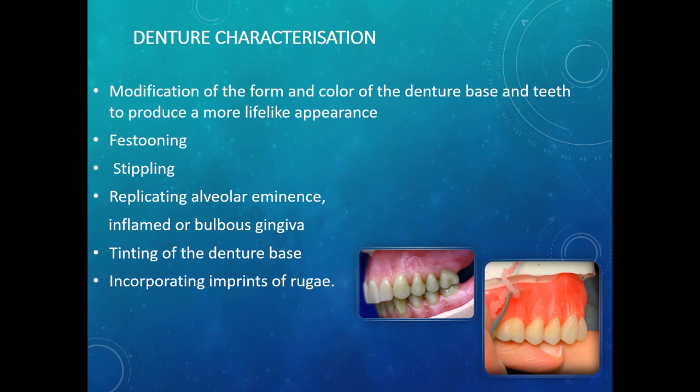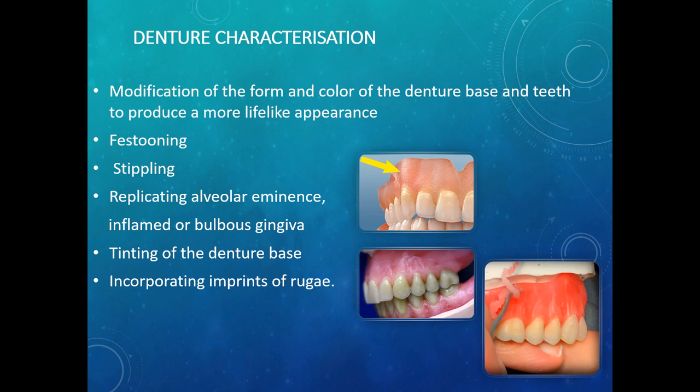And then replicating alveolar eminence, that is a series of swellings corresponding to the roots of the teeth, and it is most marked in the anteriorly situated canine eminence, and that can also be done by contouring the wax. And these prominences become progressively less marked in the premolar and molar regions. And then inflamed or bulbous gingiva, similarly, can also be reproduced by leaving more interdental wax.